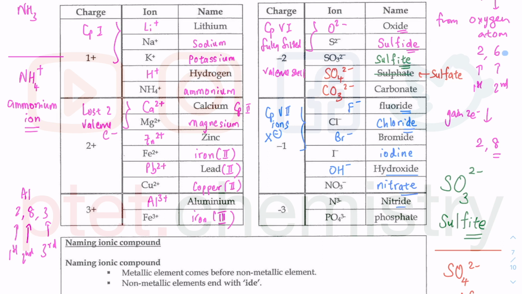Now you look at the IDE again. Nitrogen is 2, 5. So you want to gain 3 electrons to get to a fully filled outer shell. Now you have N3 minus, fully filled outer shell. So that is group 5, N3 minus, nitride with the IDE. Phosphate, PO4 3 minus. So this is another polyatomic ion. So there's quite a lot of difficult stuff in here, but I assure you, if you know this, no one can ever trick you again.